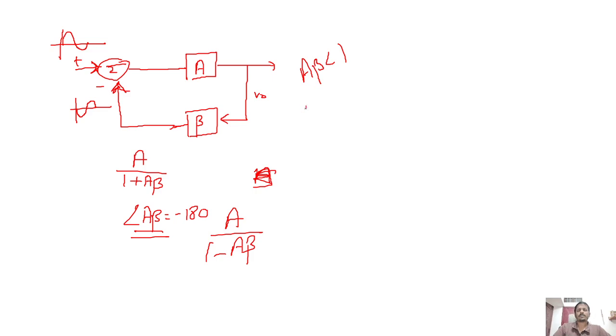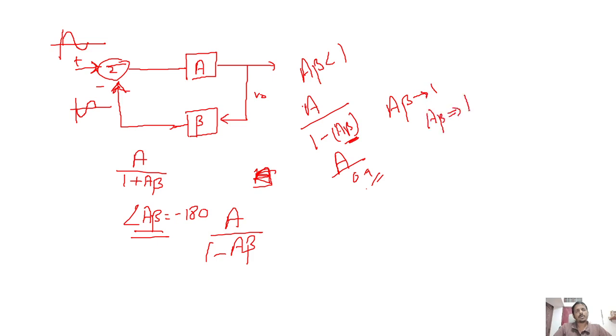That means, is my system stable or unstable then? Like A by 1 minus A beta. If this is less than 1, for example 0.9 or 0.5, then it is stable, right? If A beta is near to 1, then this entire value will go near to infinity.